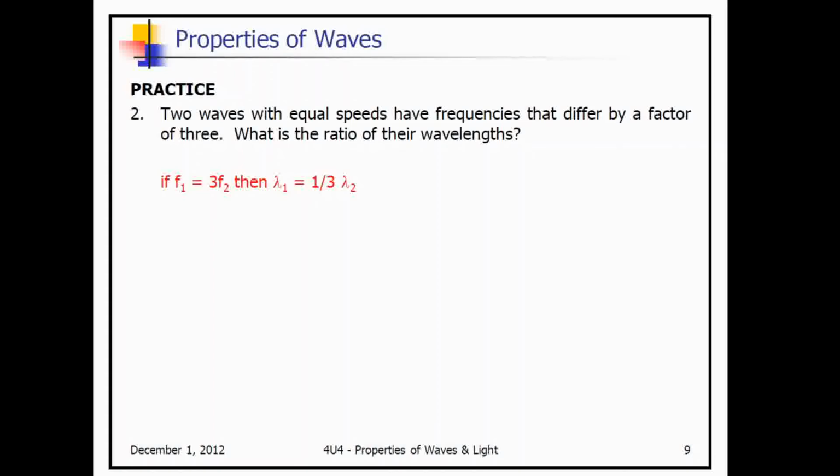So our f1 is equal to 3 times our f2. So the difference between these would be that our lambda 1 would be 1/3 of our lambda 2. I won't show you how this is done. It's rather simple. So you can try this out using the universal wave equation yourself.